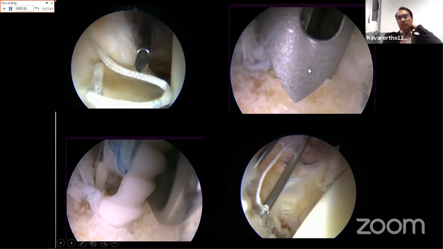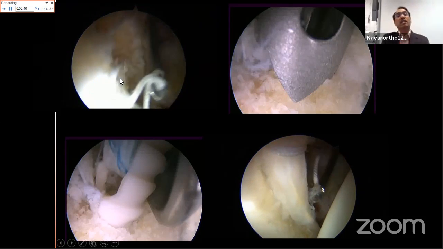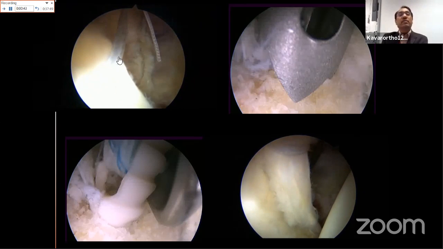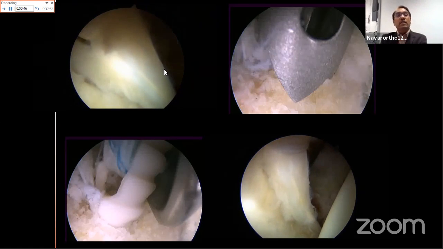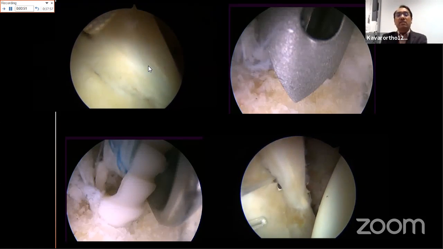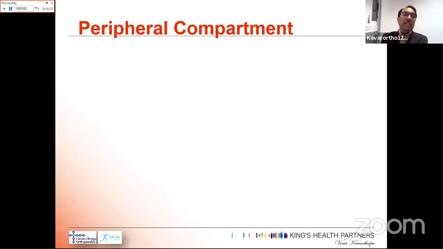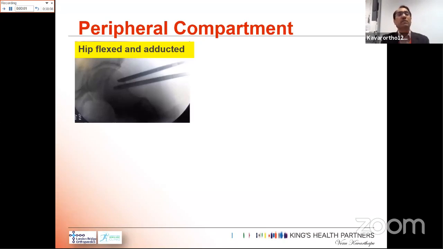Then you drill a hole for the suture anchor, which has the suture that is passed through around the labrum, and that allows you to fix the acetabulum back to the labrum using as many suture anchors as you need. So then, coming to the peripheral compartment, you flex the hip and adduct. The whole central compartment part is best finished within 45 minutes if possible, but sometimes it takes longer.